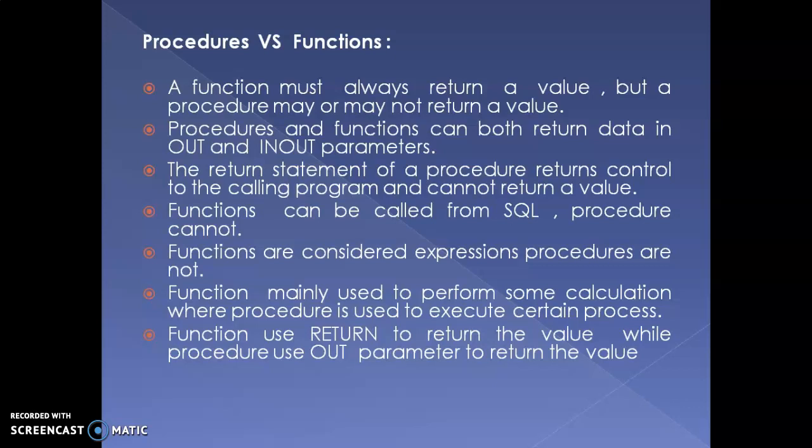So what is the difference between procedure and function? The main difference is that a function will always return a value, but a procedure may or may not return a value. Procedures and functions can both return data through OUT and IN OUT parameters, because an OUT parameter is also used to write something, and IN OUT can be writable also. So both can write data in these modes. The return statement of a procedure returns control to the calling program and cannot return a value.